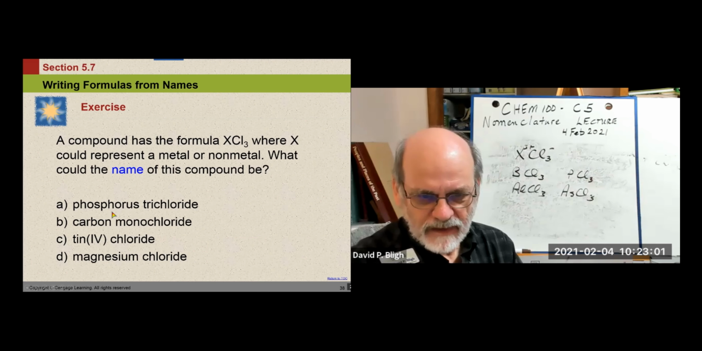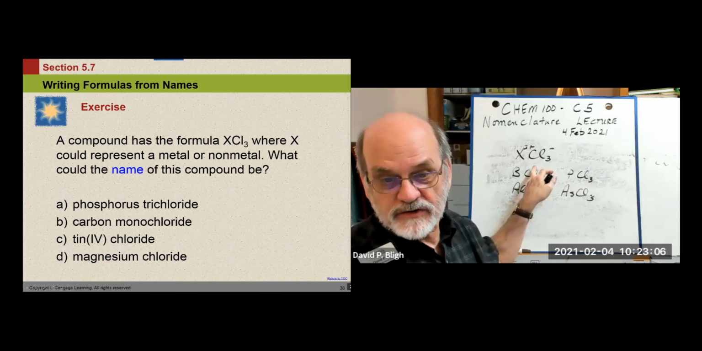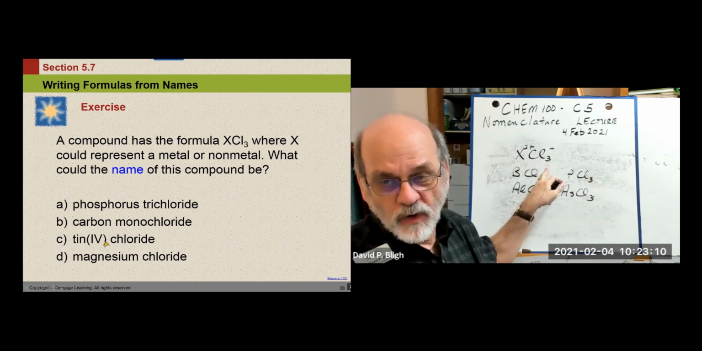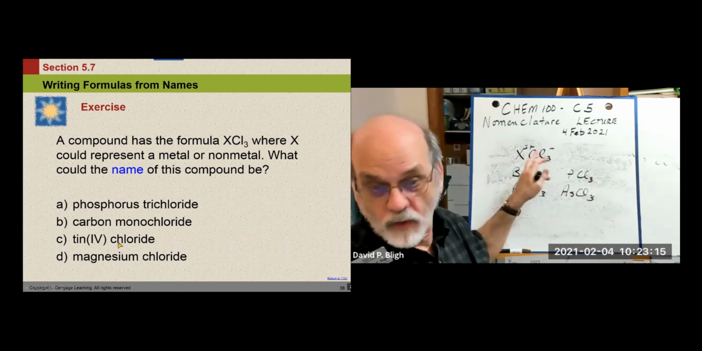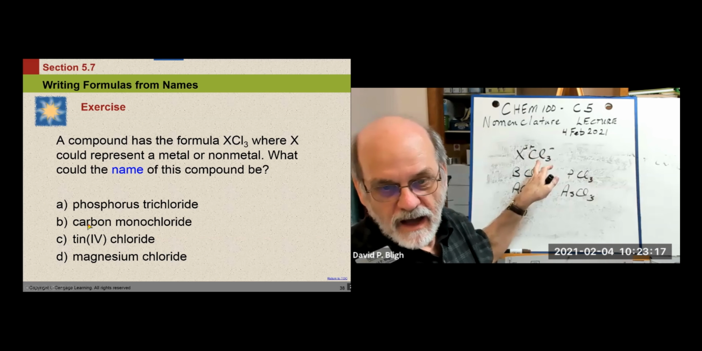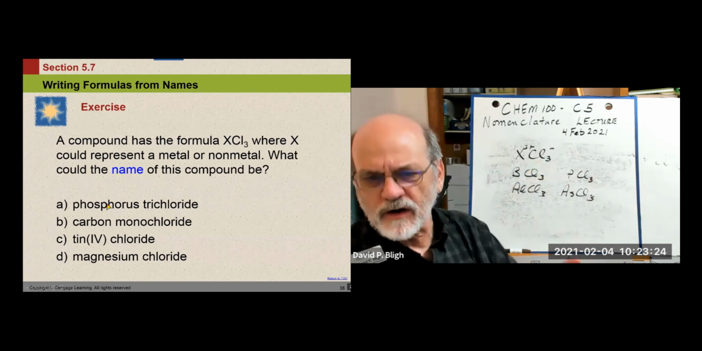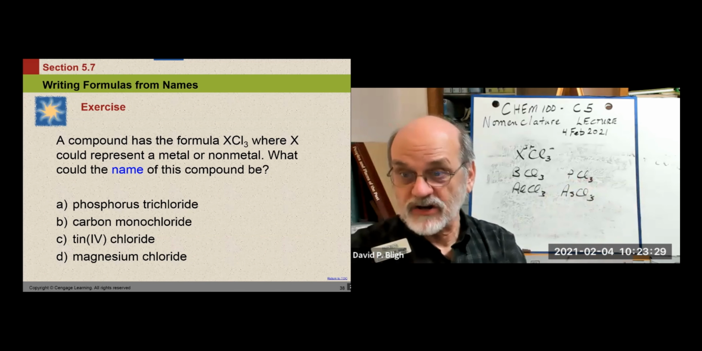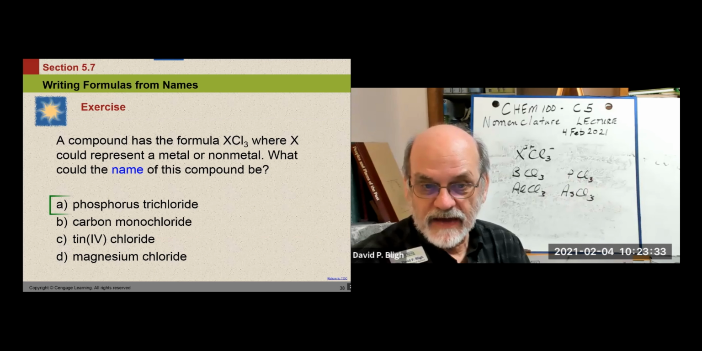Well, magnesium chloride wouldn't work because magnesium is a 2+ charge, so we would need 2 chlorines. Tin(IV) chloride is a 4+ charge on the tin, so we'd need 4 chlorines. That won't work. Monochloride won't work because we need 3 of them. So phosphorus trichloride is the only one that would work, out of this selection. And it is a type 3 compound in that case.